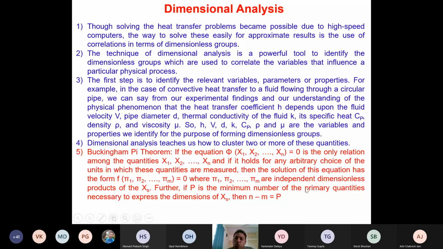So let us go through the detail first. Though solving heat transfer problems became possible due to high-speed computers, the way to solve these easily for an approximate result is the use of correlations in terms of dimensionless groups. I already said this earlier. So the technique of dimensional analysis is a powerful tool to identify the dimensionless groups which are used to correlate the variables that influence a particular physical process.